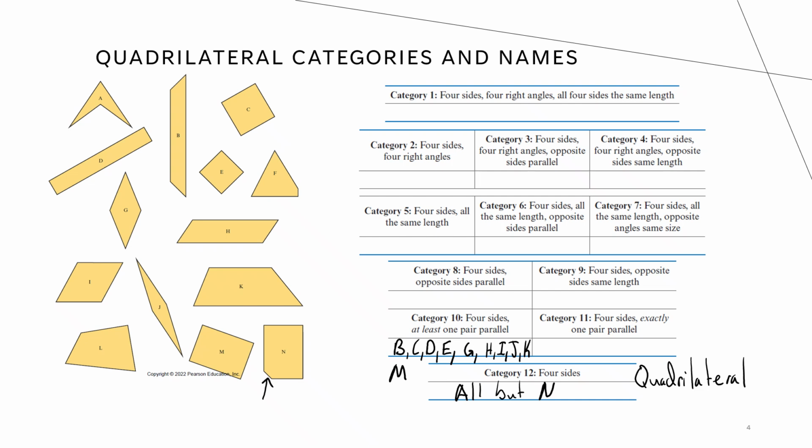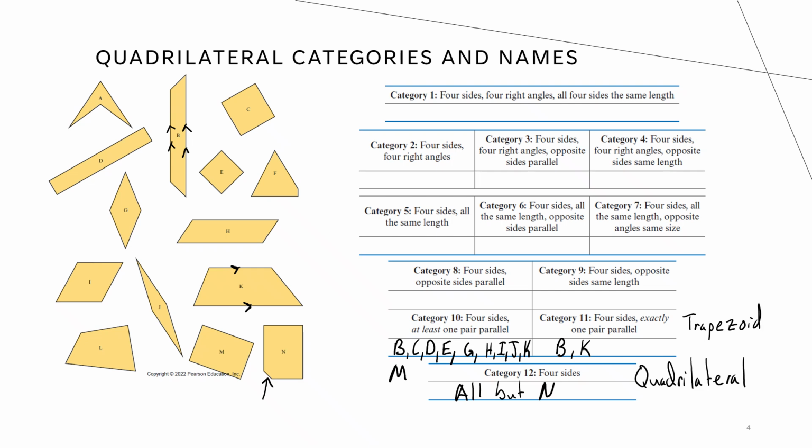Now, if we limit it to exactly one pair parallel, only B and K fit the bill, because B has these two sides parallel. We often use arrows on sides to show that they're parallel. And K has these two sides parallel. Now, one fun thing is that these are both called trapezoids.